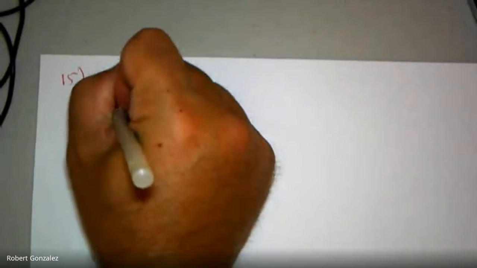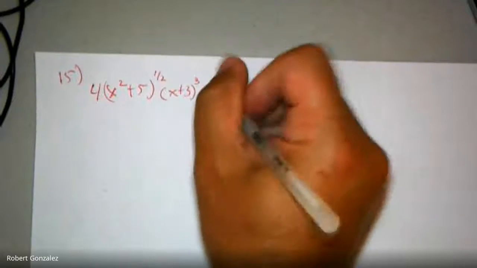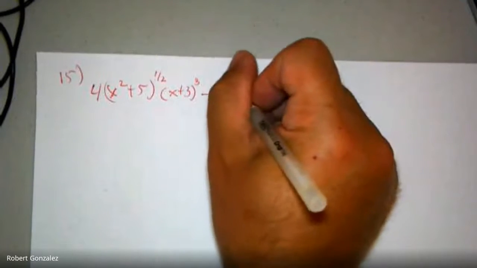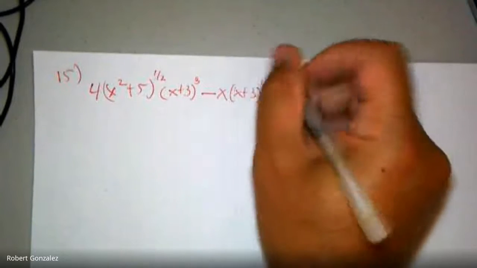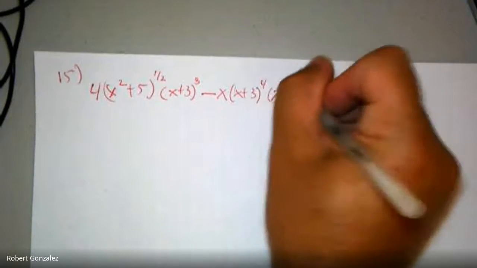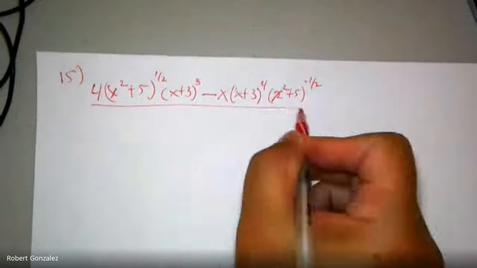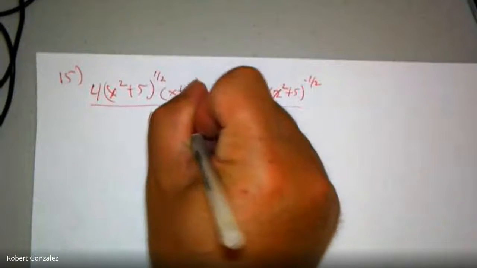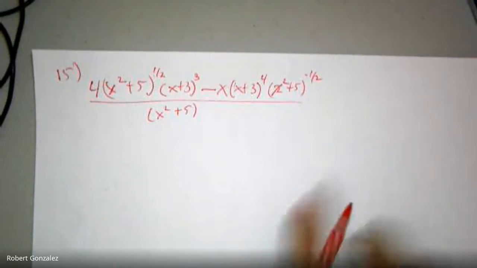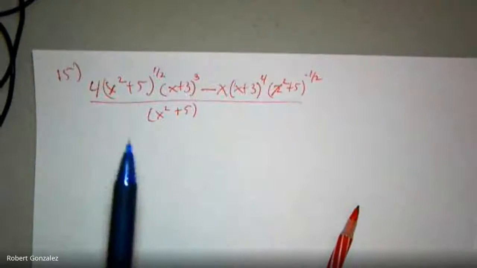You get to see the... Oh, look, I even turned the paper sideways. This is a real one. Number 15: 4 times x squared plus 5 to the 1/2, times x plus 3 cubed, minus x plus 3 to the 4th, times x squared plus 5 to the negative 1/2. And I'm only going to write one side. I'm not going to write the other side. I'm going to work on this side until it reaches the other side. So I'm looking up here. Are you able to see what I'm writing?